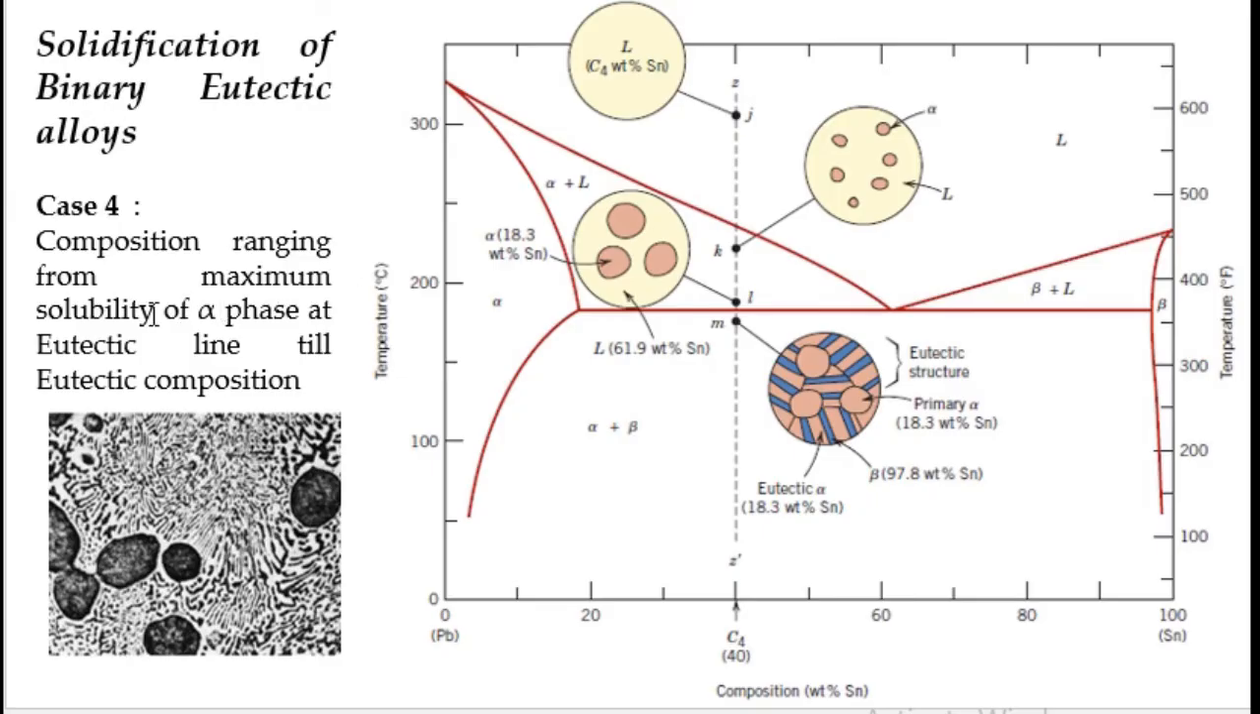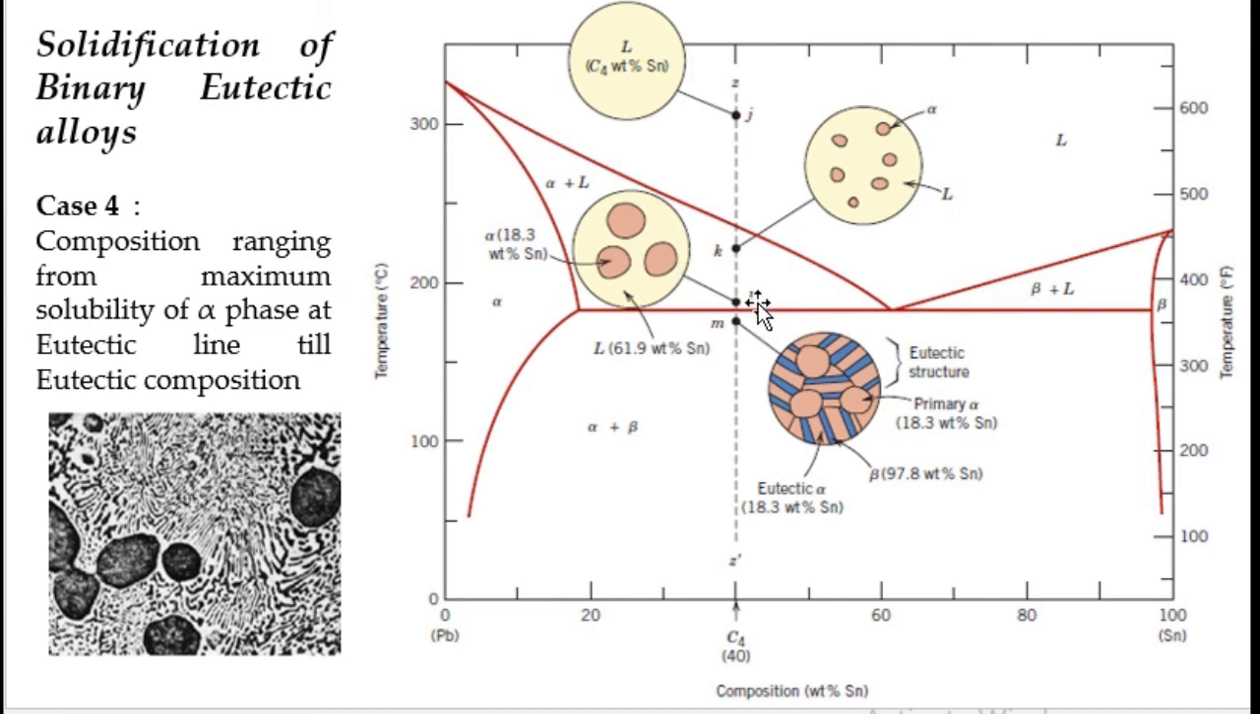Now next case is composition ranging from maximum solubility of alpha phase at eutectic line till eutectic composition. So this is the maximum solubility of alpha phase at eutectic line, and this is the eutectic composition. So what will happen inside? So we'll start from the liquid. If you cross the liquidus line, alpha phase will start forming. Then till the eutectic point, alpha phase will grow in size, and as soon as you cross the eutectic line, the eutectic phases will form. So one major thing to be noted over here is the alpha phase which is forming before the eutectic point is called pro-eutectic alpha. Before eutectic point, whatever alpha phase has formed, we call it pro-eutectic, means before eutectic alpha.